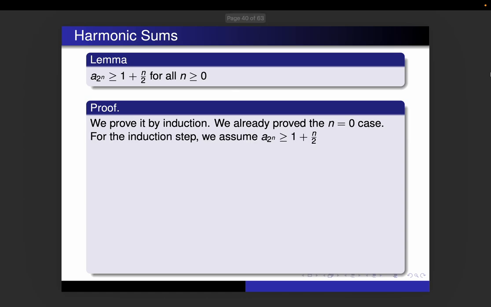Now for the induction step, we're going to assume that a sub 2 to the n is greater than or equal to 1 plus n over 2. And we're going to show that a sub 2 to the n plus 1 is greater than or equal to 1 plus n plus 1 over 2.